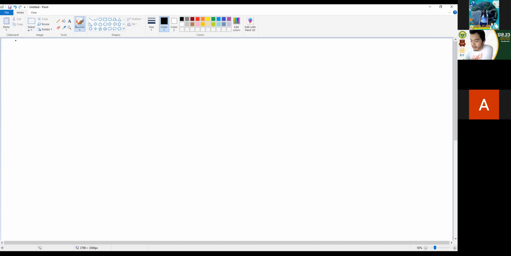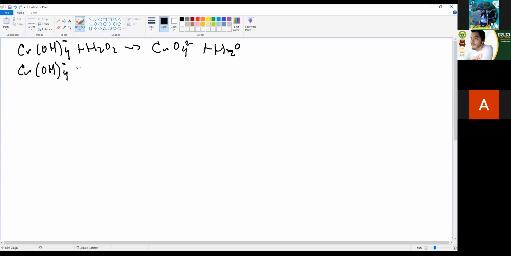Ayan. So another example is, so chromium hydroxide, kung ano man pangalan nito, plus H2O2 will yield CrO4 negative 2 plus water. Yan, hatiin rin natin. So CrOH4 negative will yield CrO4 2 negative saka H2O2 water. Yan. Ito unahin natin. Gusto ko ito unahin natin. So balance yung Cr.